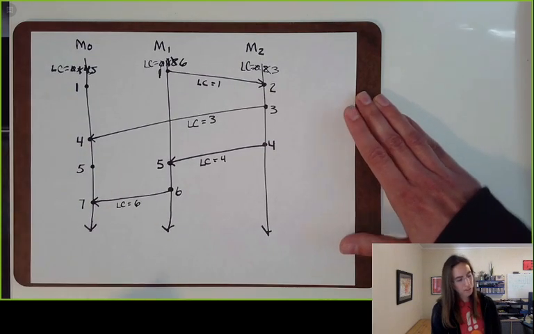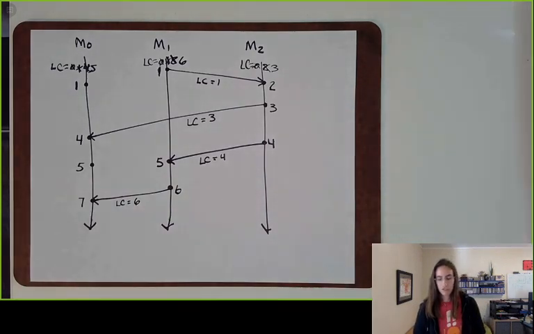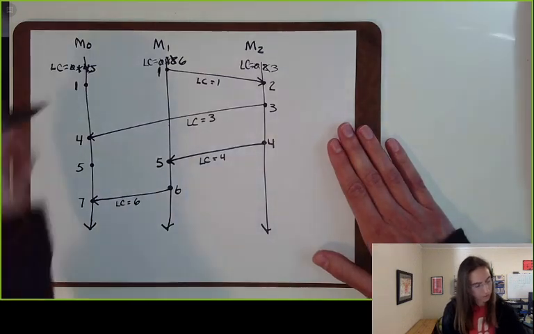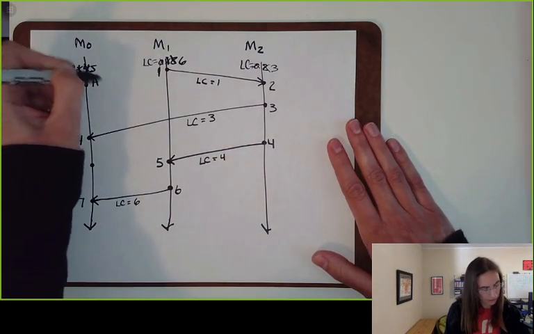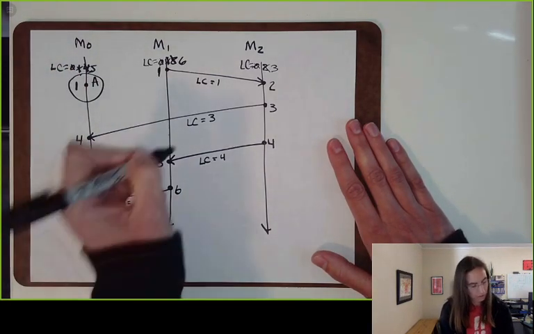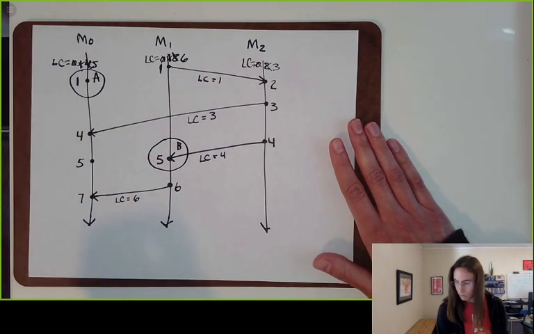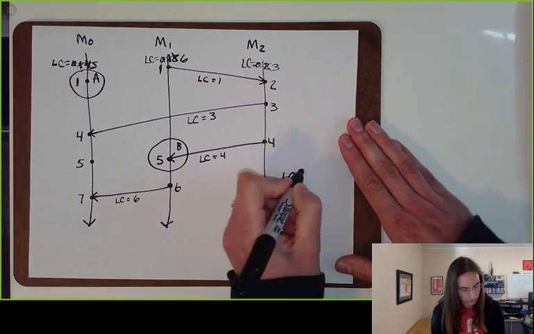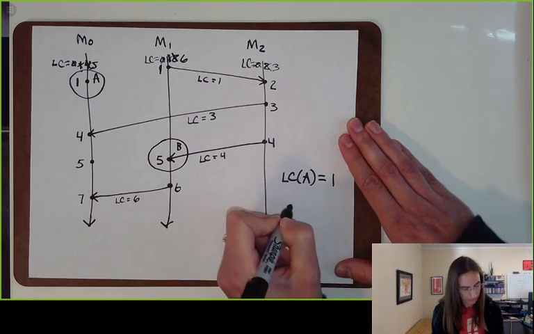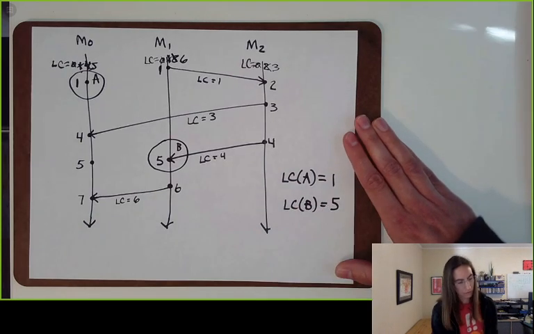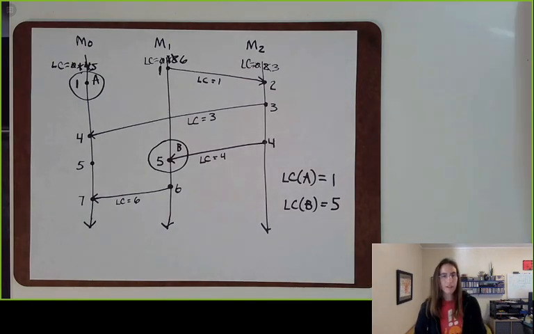Okay, so we've assigned Lamport clock values to all of the events in this execution according to the algorithm we just gave. Let me draw your attention to a particular pair of events here. Let's look at this one here, which we'll call A, and this one here, which I'll call B. The Lamport clock of A is 1, and the Lamport clock of B is 5. But did A happen before B?